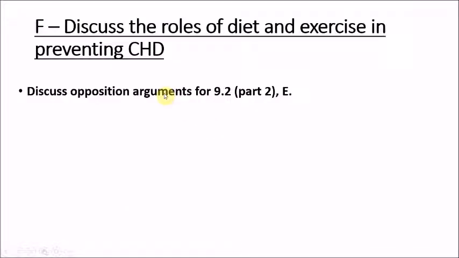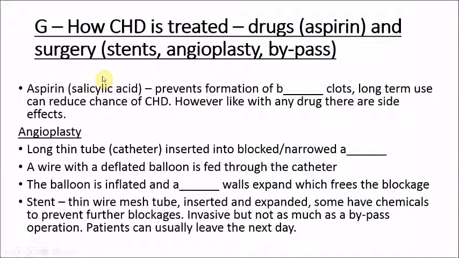This one we've already discussed, the roles of diet and exercise in preventing CHD. So there's a reference there for you to use. Next thing we need to talk about is how CHD is treated. That's coronary heart disease, how it's treated. It's normally treated by drugs or by surgery. Now, aspirin prevents the formation of blood clots. That can reduce the chance of atheromas and thrombosis being caused, and so reduce the chance of coronary heart disease. However, as with many drugs, there are side effects.